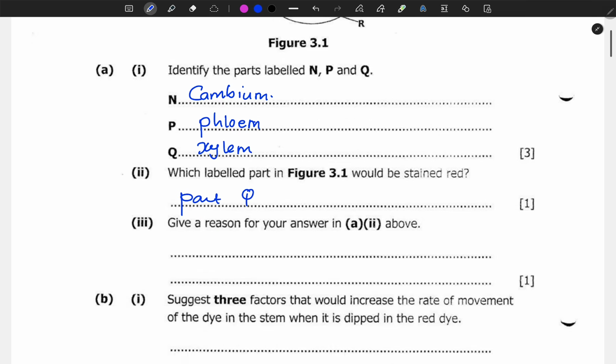Then give a reason for your answer. So we can say because part Q transports solutions.